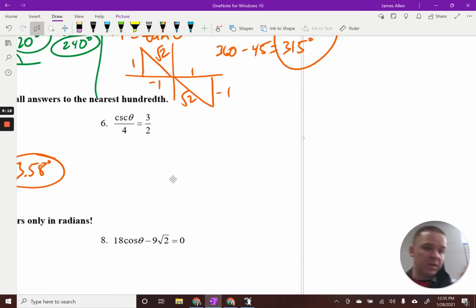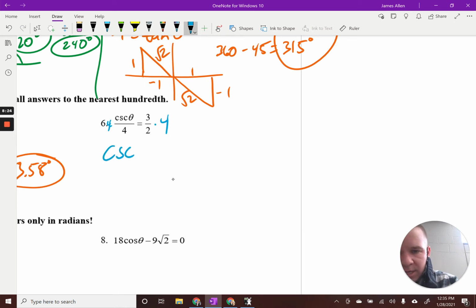All righty. Cosecant. Yeesh. Cosecant. Well, first off, let's isolate the trig function, right? So I'm going to multiply by 4. And I'll get cosecant is equal to 12 over 2, which is 6. Maybe you can think about that as 6 over 1. And how about I do this? Cosecant is the reciprocal of sine, so I could also say, don't forget that theta there, sine of theta is equal to 1 over 6. Okay, now it's a little more reasonable.